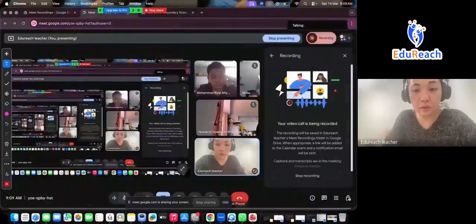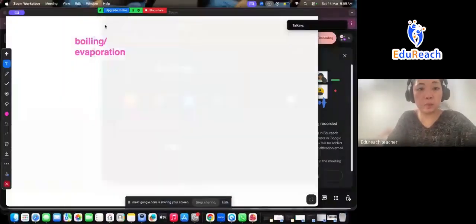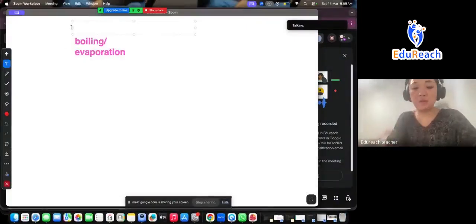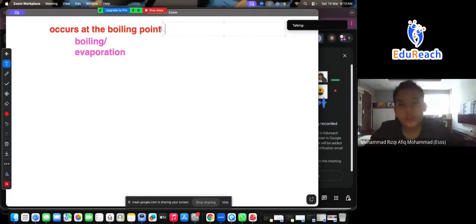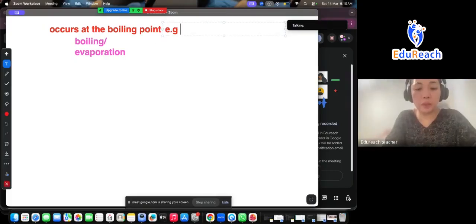Okay, yes, under boiling/evaporation, do add the following extra words. Boiling occurs at a specific temperature, so write down the boiling point. The boiling point of a pure substance is a specific temperature. Who knows the boiling point of water? 100 degrees Celsius. So simple, 100 degrees Celsius for water.